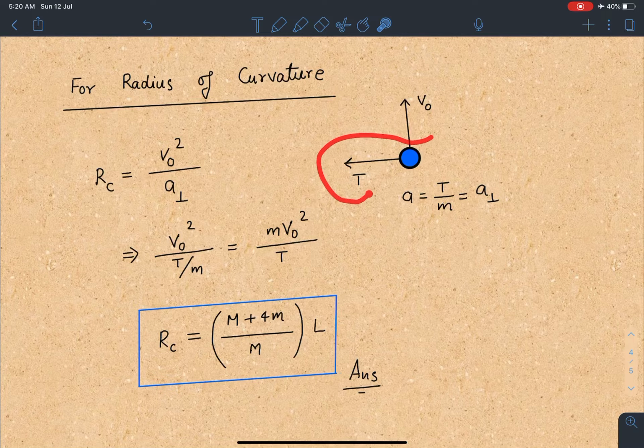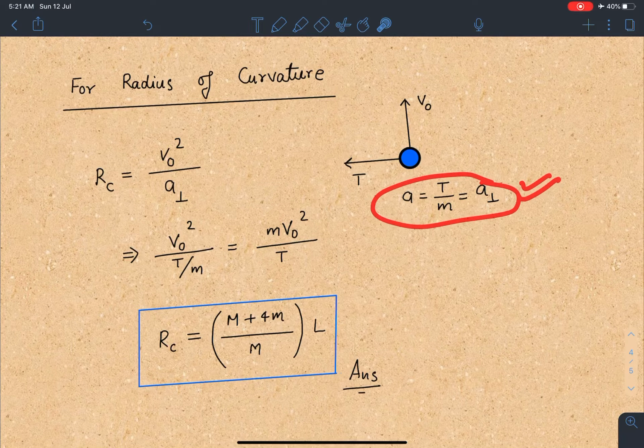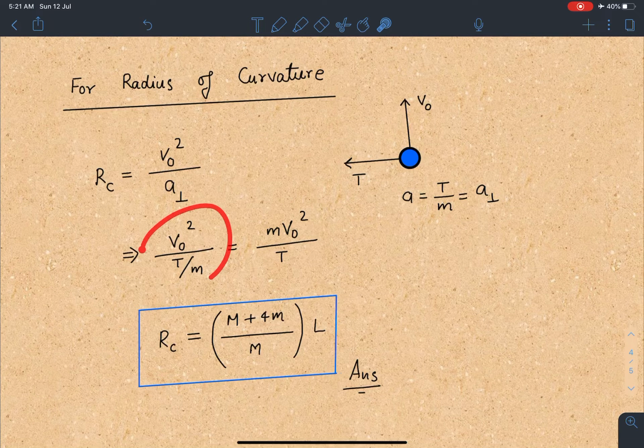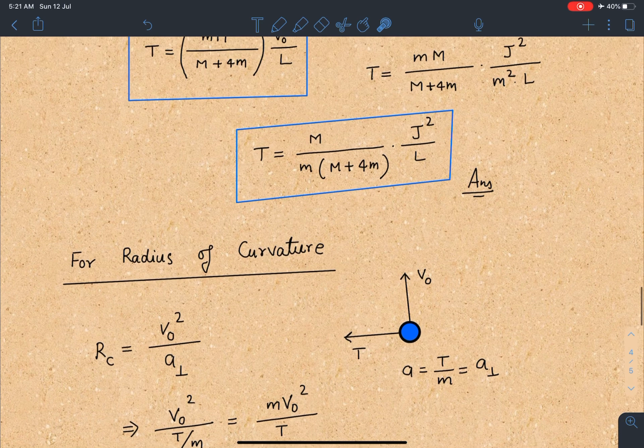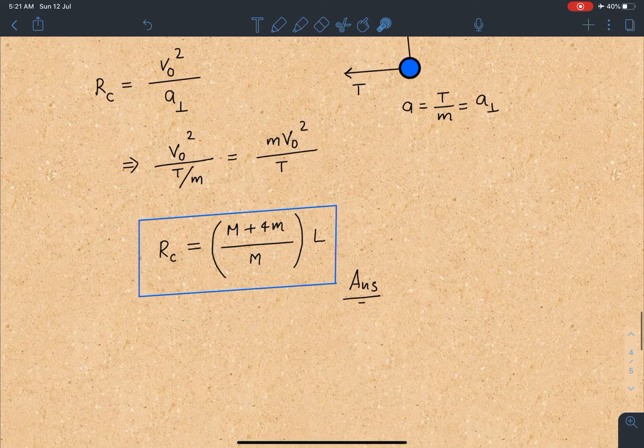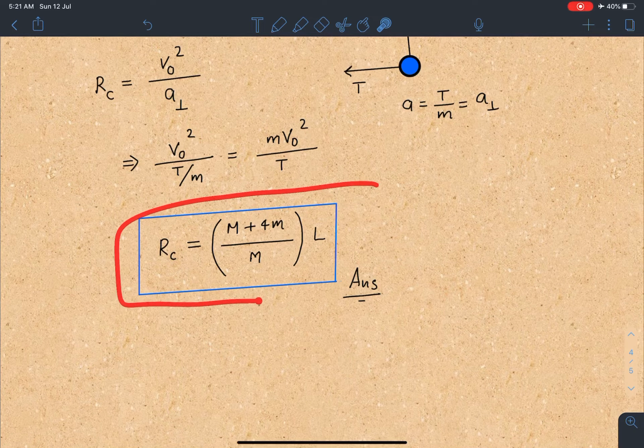Luckily, there is only one force in horizontal plane, and that is tension T. So I can write this A as T by m. This is the total acceleration, and luckily in this case the total acceleration itself is A perpendicular, which we require for radius of curvature calculation. So if we substitute this value here, I'm going to get v naught square divided by T by m, which gives me m v naught square by T. So in the end, if I substitute the value of T in this equation from here, I'm going to get this answer as capital M plus 4m times L divided by capital M. This is the answer for second part.